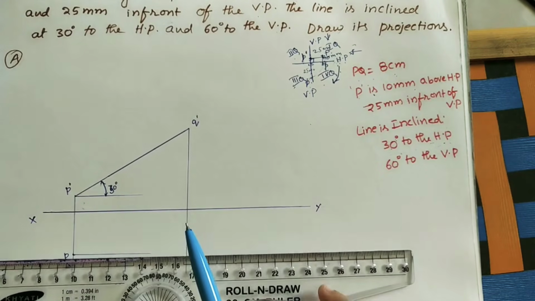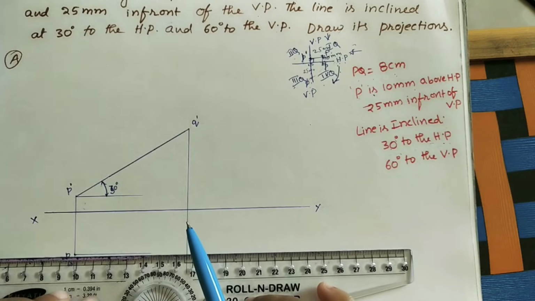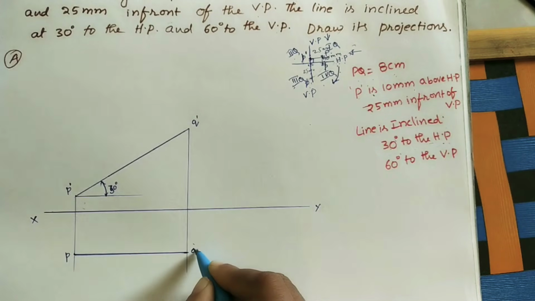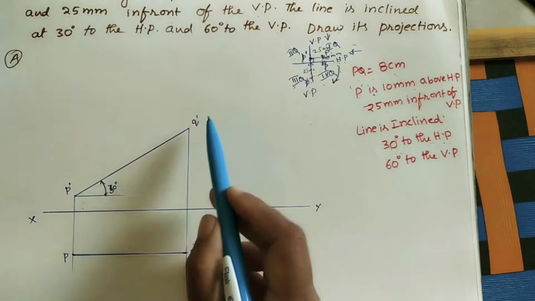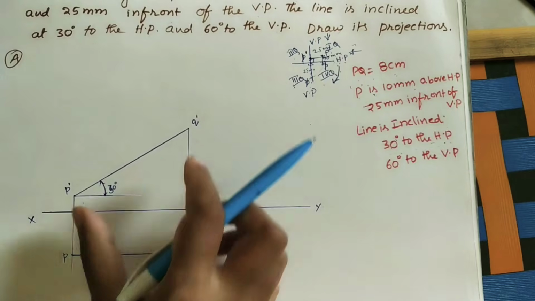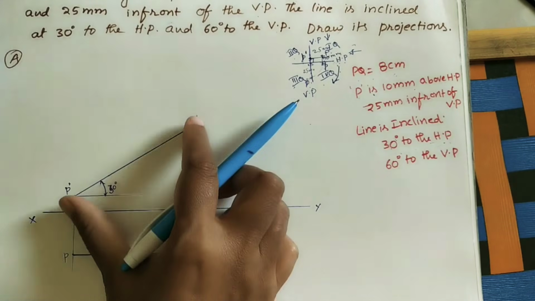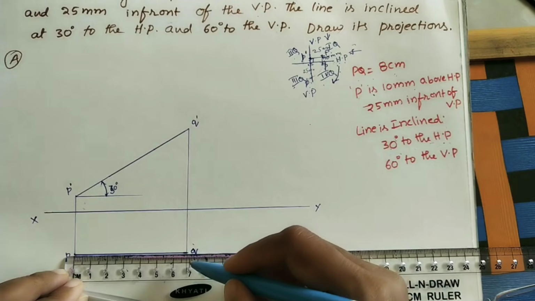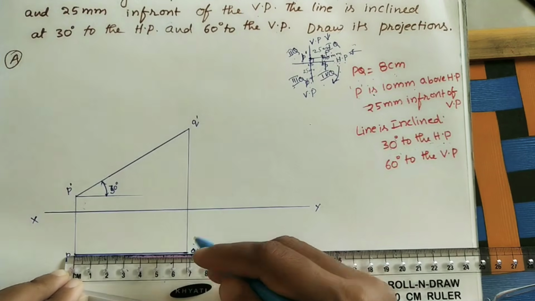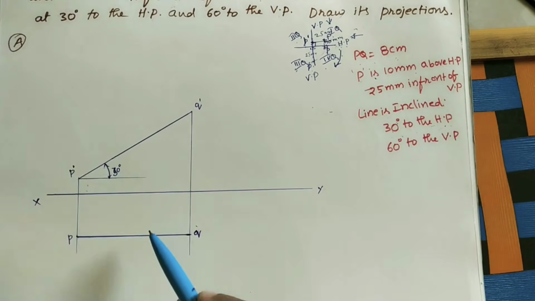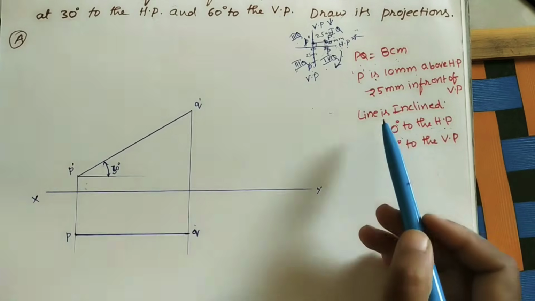Now extend this line, make it dark, and mark small q here. This inclined line is looking like a horizontal line in the top view. This length is the top view of this inclined line. This length is less than this length. If we measure this length, it is some 6.8 centimeter, but the actual length is 8 centimeter. This is the top view, and this is the front view when we are taking only one angle.